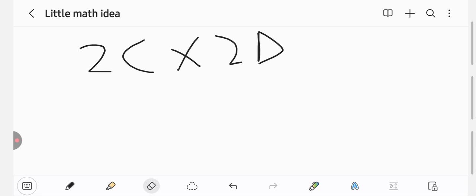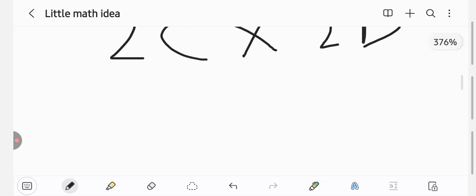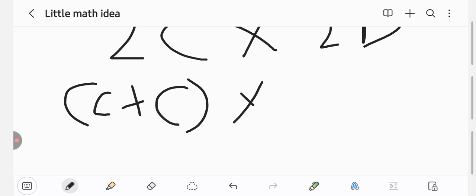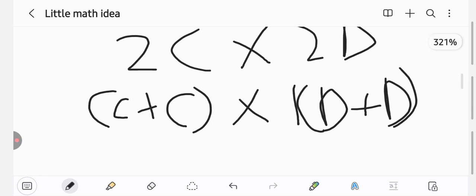When you have 2c times 2d, let's write this in the raw form and play the operation in the raw form. That is (c plus c) times (d plus d). Now 2c means c plus c. Yep, it's actually what it means. It's just a simplified written form of c plus c. It doesn't mean a completely different operation.